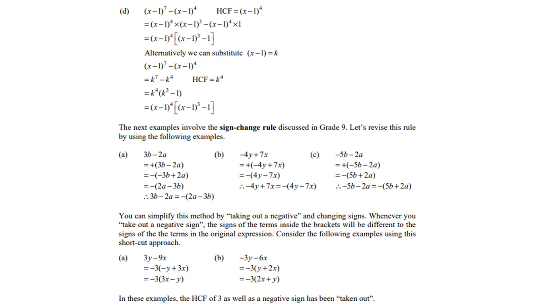Consider the following examples using the shortcut approach. Look at A, 3y minus 9x. If I take out negative 3 as a common factor, then it becomes negative y plus 3x, which is therefore 3x minus y. So just take note of that, right? And if you look at b, minus 3y minus 6x, if I take out negative 3, then it becomes y plus 2x, or 2x plus y. It doesn't matter. So in these examples, the HCF of 3 as well as the negative sign was taken out as a common factor.